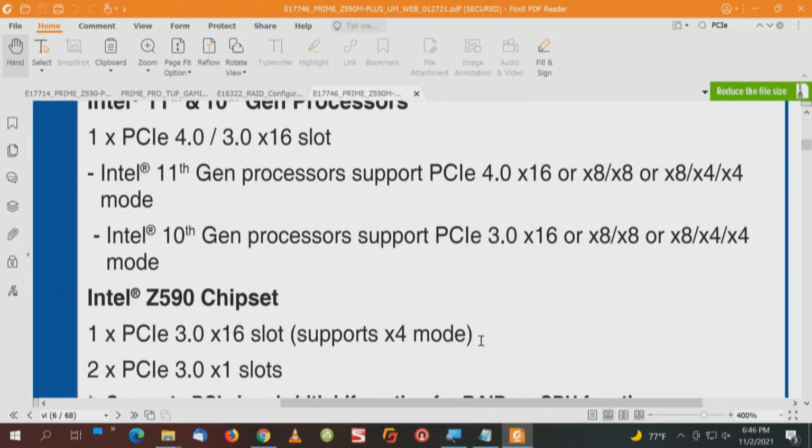Electrically, it's x4. And yes, you can put a GPU in that slot if you choose not to put a GPU in the top slot. It's about resources. And yes, of course, you've got 2 PCI Express 3.0 by 1 slots. Okay, let's look at the layout.